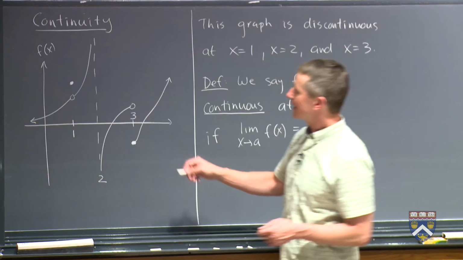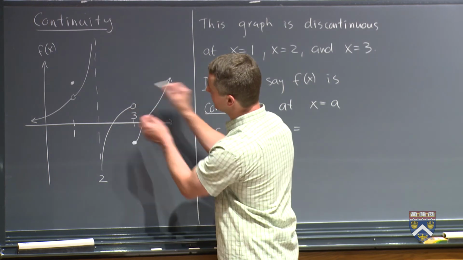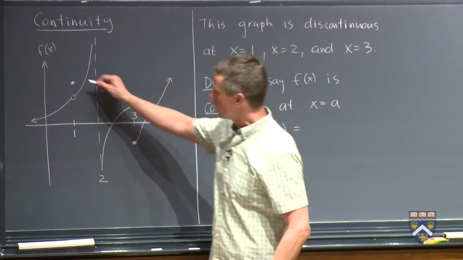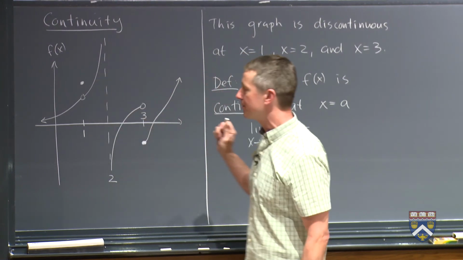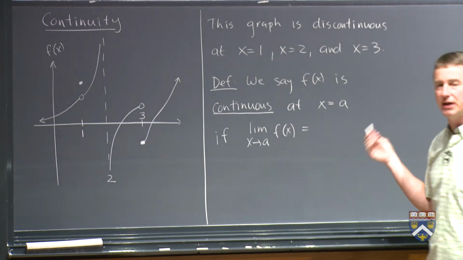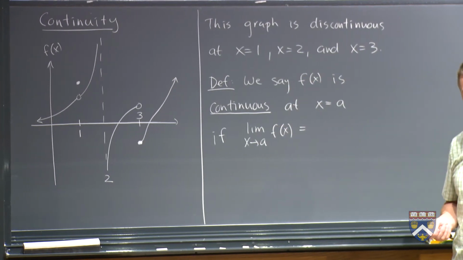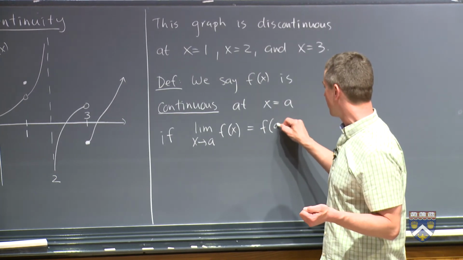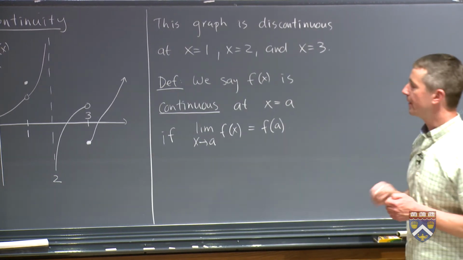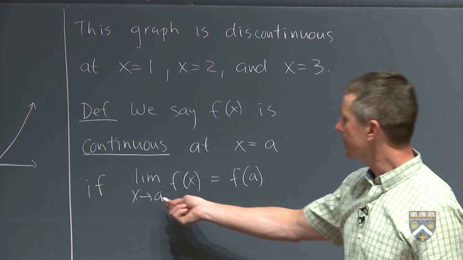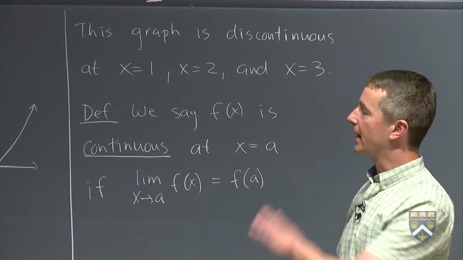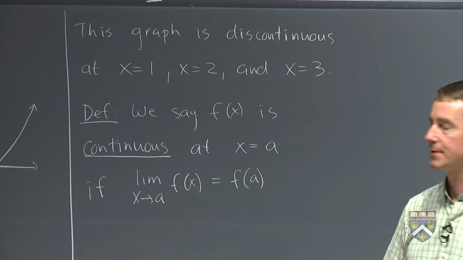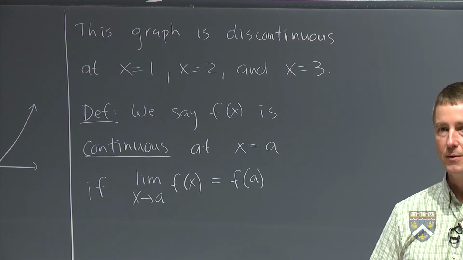In other words, if I matched up this, if I shifted it up there and the y values matched, or if I slid this point down into there and made the y values match. So what should I write here? How do we denote the y value at x equals a? We simply write f of a. And then you can check for yourself that if this limit equals that, then that avoids all three of those problems with discontinuity that we had there.